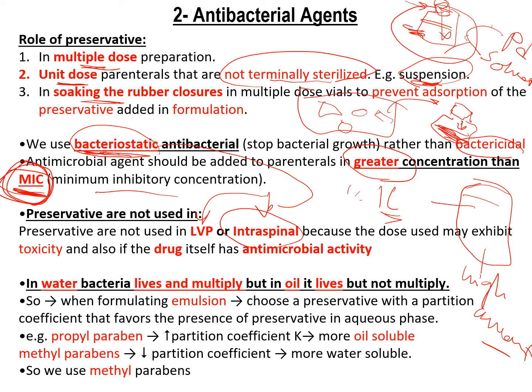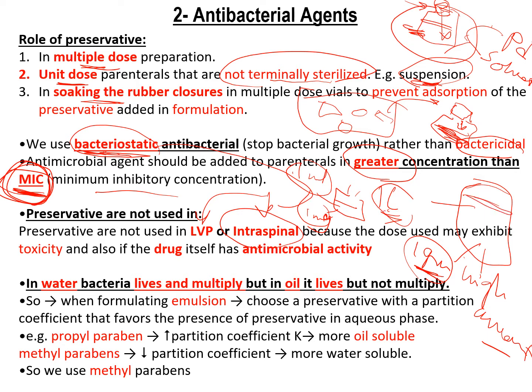If we have 1 milli, we may add 1 milligram only in each milliliter to inhibit the bacterial growth. But if we have 1 liter, we may need 1 gram bacteriostatic. This 1 gram bacteriostatic, although they have the same concentration like the small vial, 1 milligram per milli is the same as 1000 milligram in 1000 milli, or 1 gram per 1 liter.